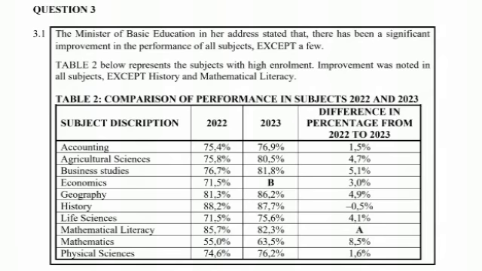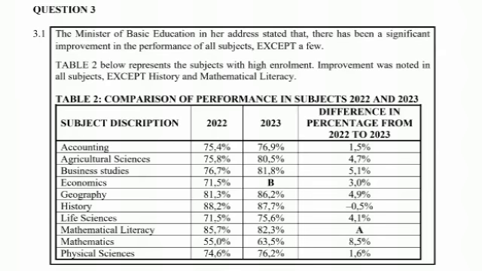So again, you are going to look at our information and look for subjects that had a decrease. We know that there was history, which is a minus 0.5, and our mathematical literacy that we calculated to be minus 3.4. Those are the two subjects that had a decrease. And then how many subjects do we have? We know that in total we have 10 subjects.